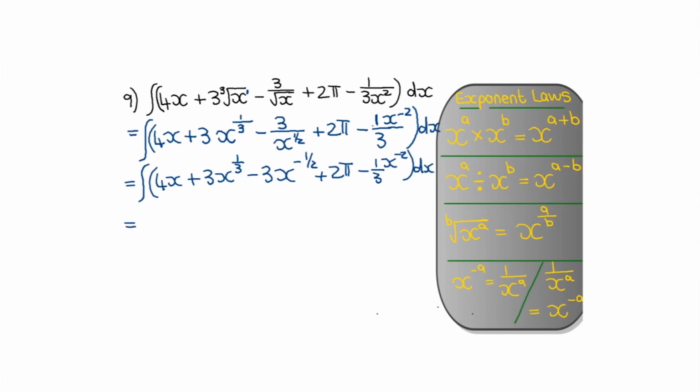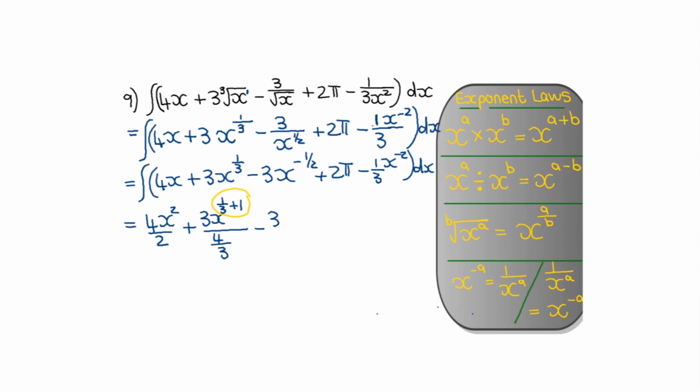So if I start with the integration, it's going to be 4x to the power 1 is what I have. Plus another 1 is 2, divide by that new exponent. 3x to the power a third is what I have, plus 1, divide by this new exponent. Now what is this new exponent? A third plus 1 is 1 1/3, which is 4 over 3.